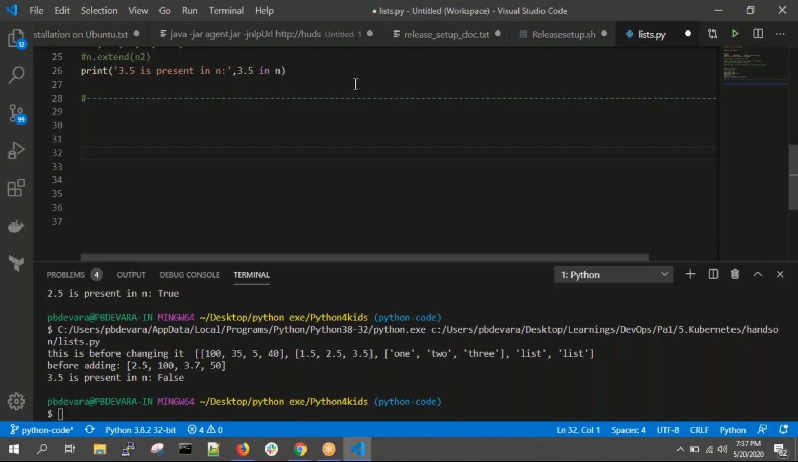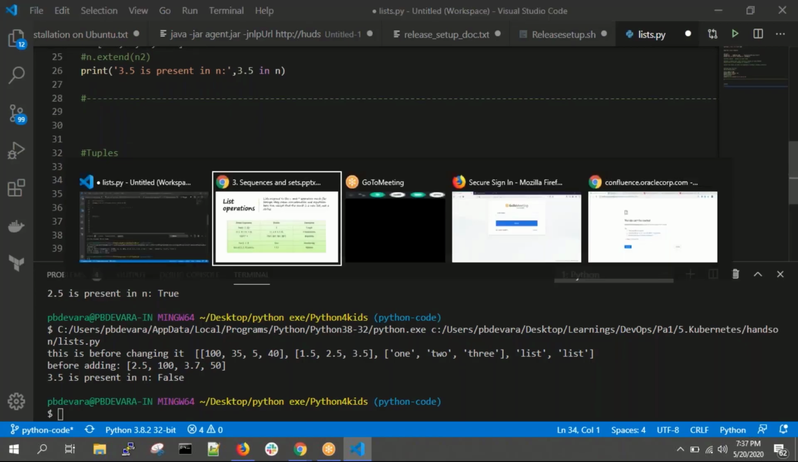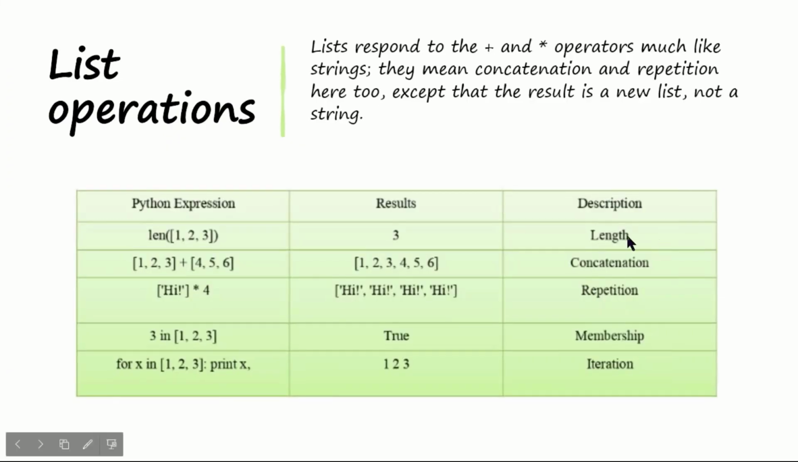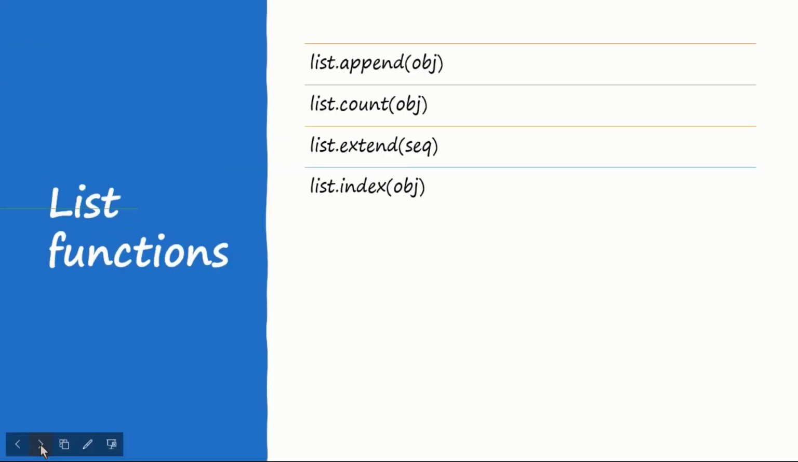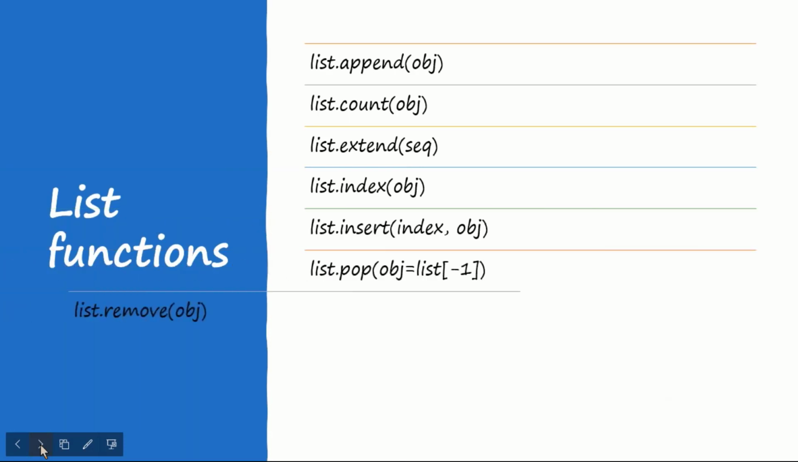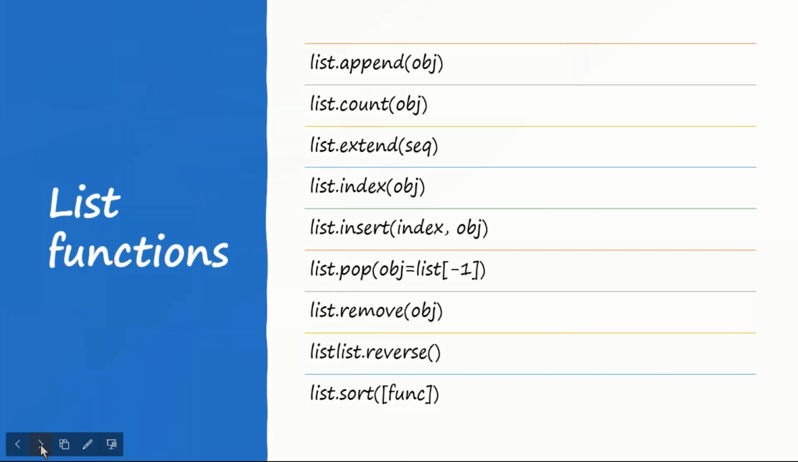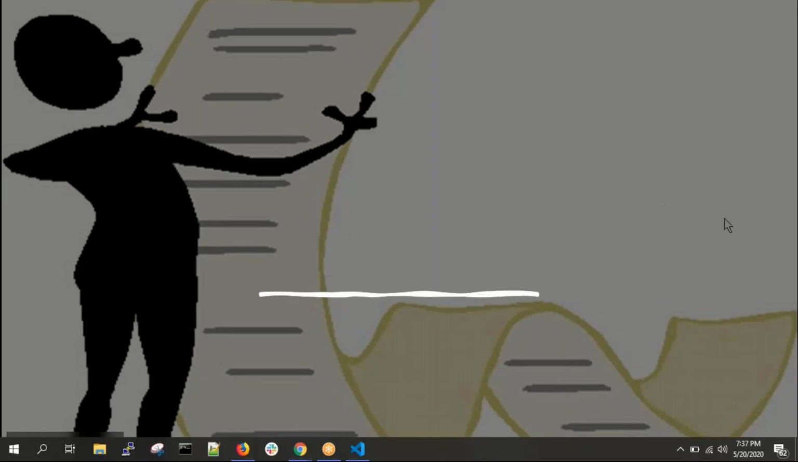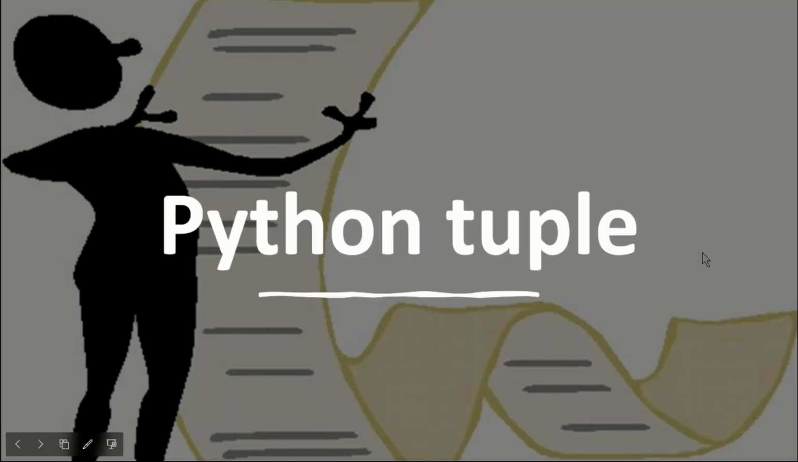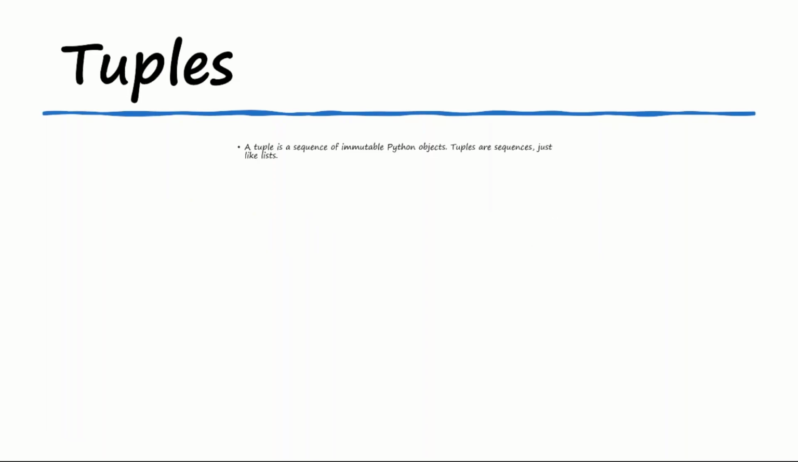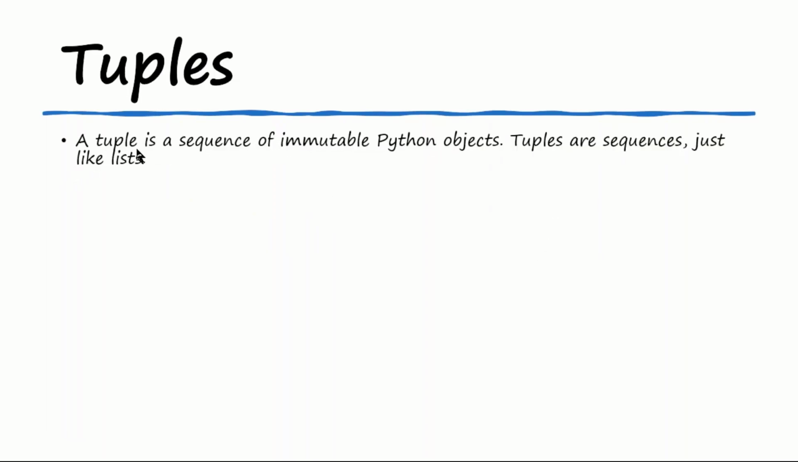Now we'll start tuples. Our next topic is tuples. We have done all of this, right? We have completed all these functions. Next we have tuples. So first, what are tuples? Tuples are immutable Python objects. What is mutable? What is immutable?